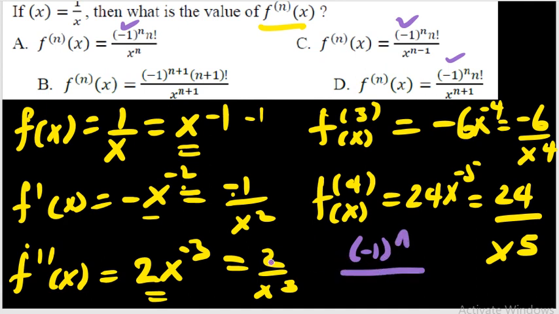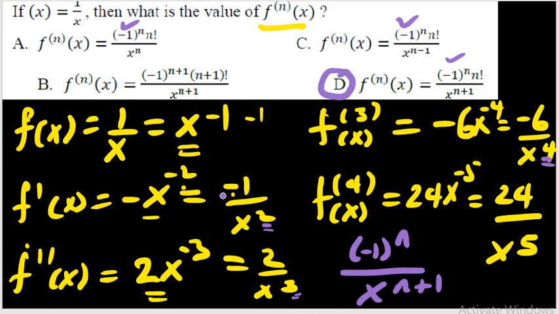now let us see the pattern of the denominator. For the first derivative, the exponent was 2. For the second derivative, it was 3. For the third derivative, the denominator exponent was 4. That means it is 1 ahead: first derivative 2, second 3, so I can say x to the power of n plus 1. Again, which of these three contains this? D. Obviously, the answer must be D.